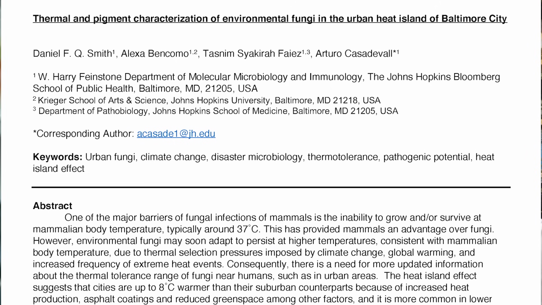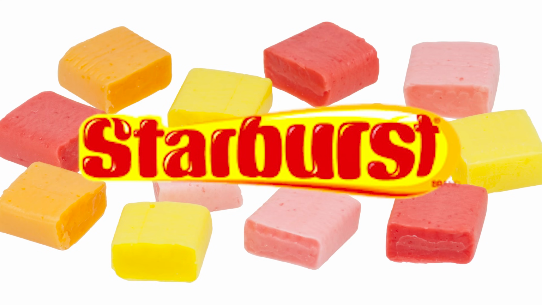So first, I'm going to give 100% of the credit to Daniel Smith. He's a postdoc in our lab, and he has pursued this, and he is the one who developed this, the candy. What's the name of the candy again? Starburst. Starburst thing.